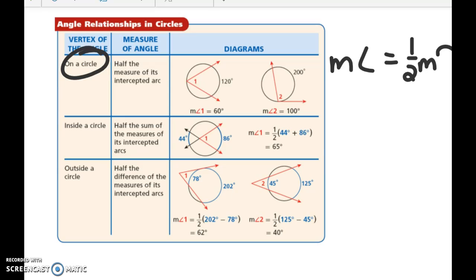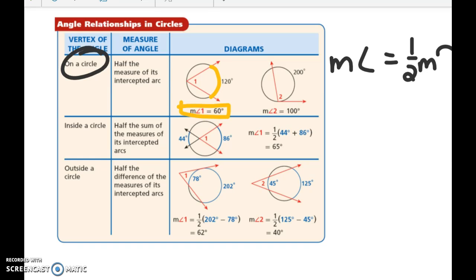On the circle, the angle is half the measure of the arc. So you can see in this example here, if this arc right here is 120, well, angle 1 is half the measure of the arc. Half of 120 is 60.